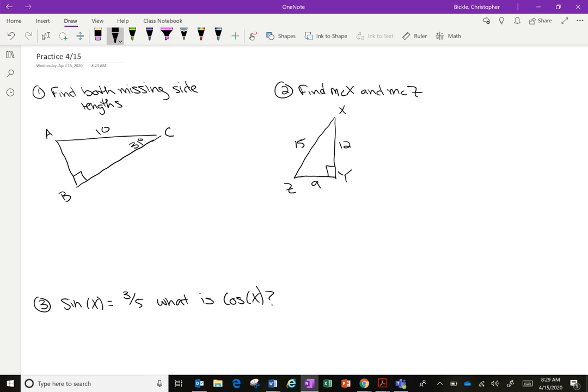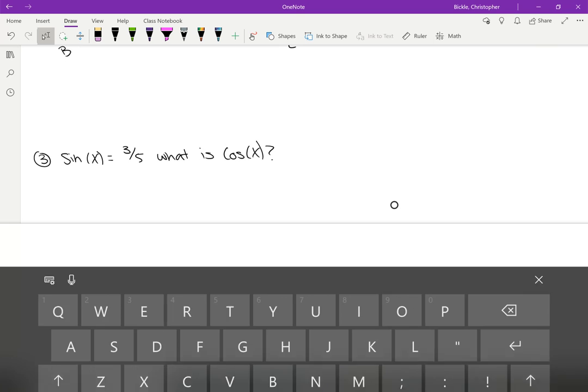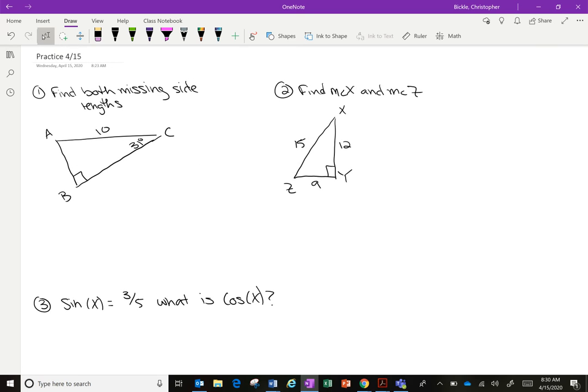And then the third one, kind of like yesterday where we had the challenging problem where you guys could think about it. If the sine of an angle X is 3/5, and you guys are going to notice that kind of works back to problem 2, it's going to say, what's the cosine of X? And we're going to talk about that a little bit. So go ahead, write those three down, work them out, and then skip forward and check your answers, okay?